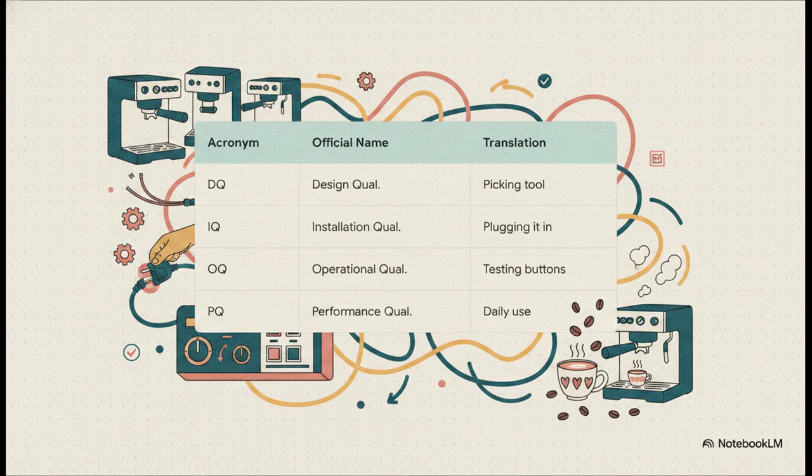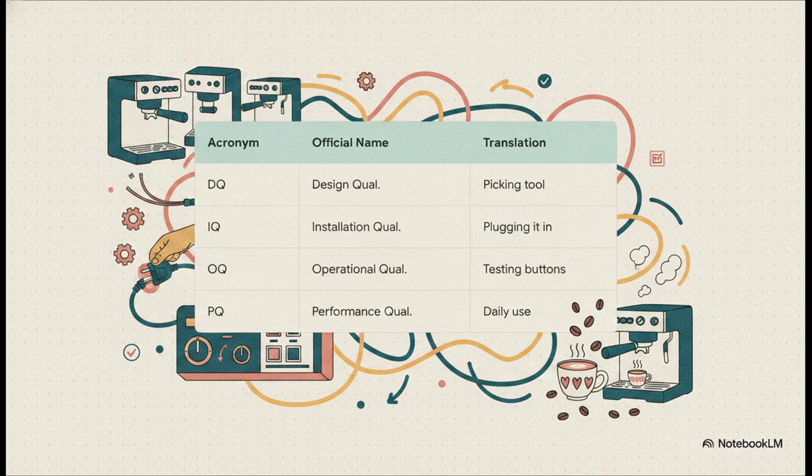First up is DQ, design qualification. This just means picking the right tool. Does this machine actually have the features we need before we spend the money? Next is IQ, installation qualification. We bought it, and now we're just making sure we're plugging it in correctly. Are all the parts here? Is it wired up safely?